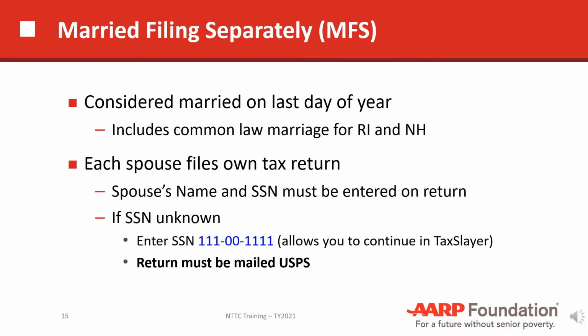But in many cases, they're not on speaking terms, and so they basically do not have their spouse's social security number. So if the social security number is unknown in our software, TaxSlayer, you can enter a social security number of 111001111, and that allows you to continue in TaxSlayer. However, the tax return will have to be mailed in USPS and will not be able to be e-filed.